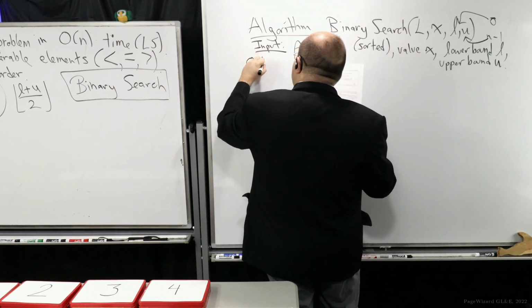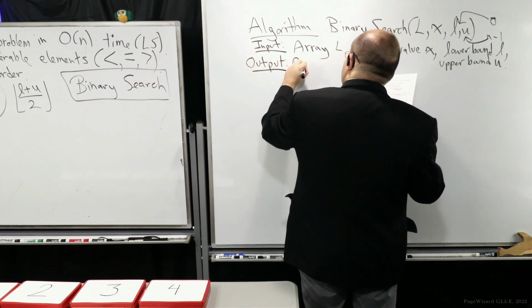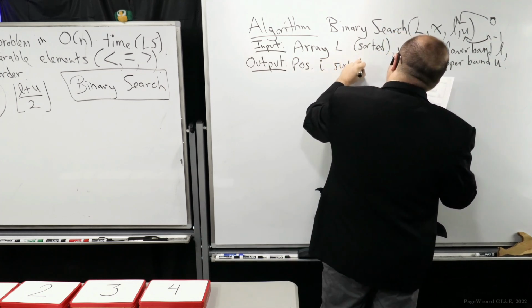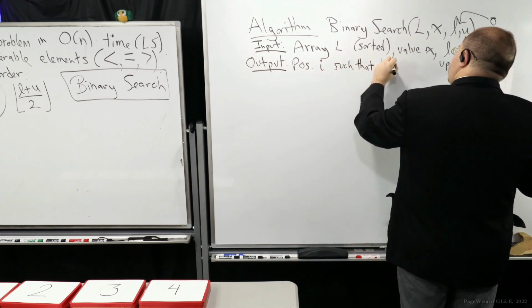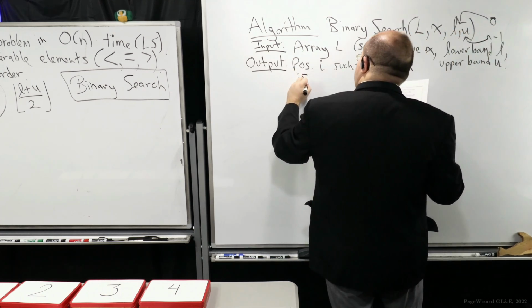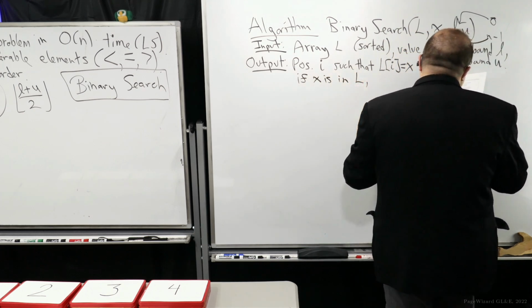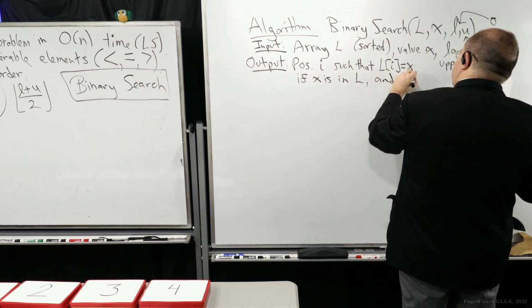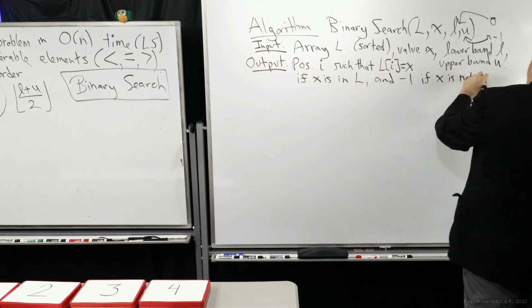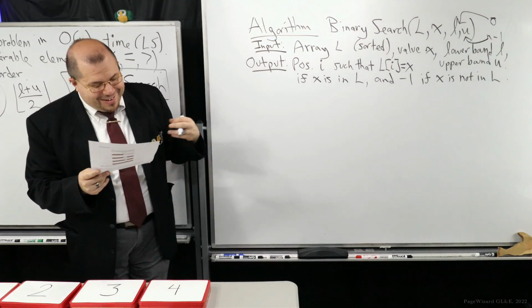And this time I'm going to make it so it presents you the position. It's a position I such that L sub I is equal to X if X is in L, and minus 1 if X is not in L. So anyways, let's start getting into this.